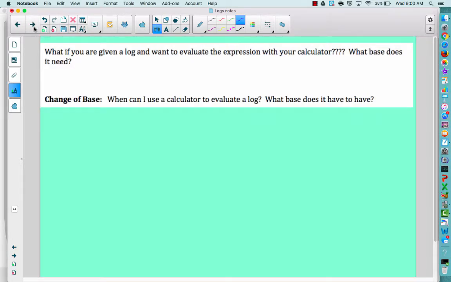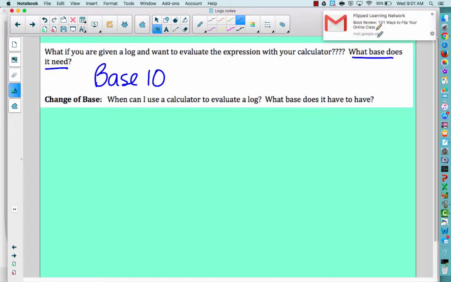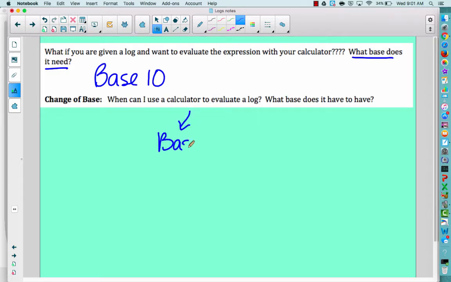All right. Now this is something different. What if you're given a log and you want to evaluate the expression with your calculator? Meaning you can't evaluate it like we did in examples 1 and 2 above. What base does it have to be if you're going to use your calculator? I hope I hear all of you saying it has to be base 10. Well, what if it's not base 10? When can I use a calculator to evaluate a log? Well, it has to be base 10. That's the most important thing.